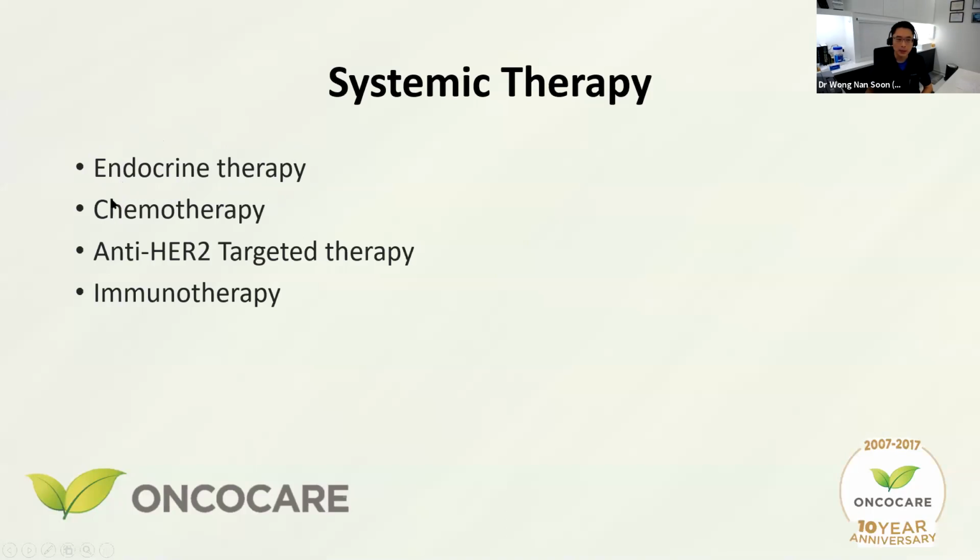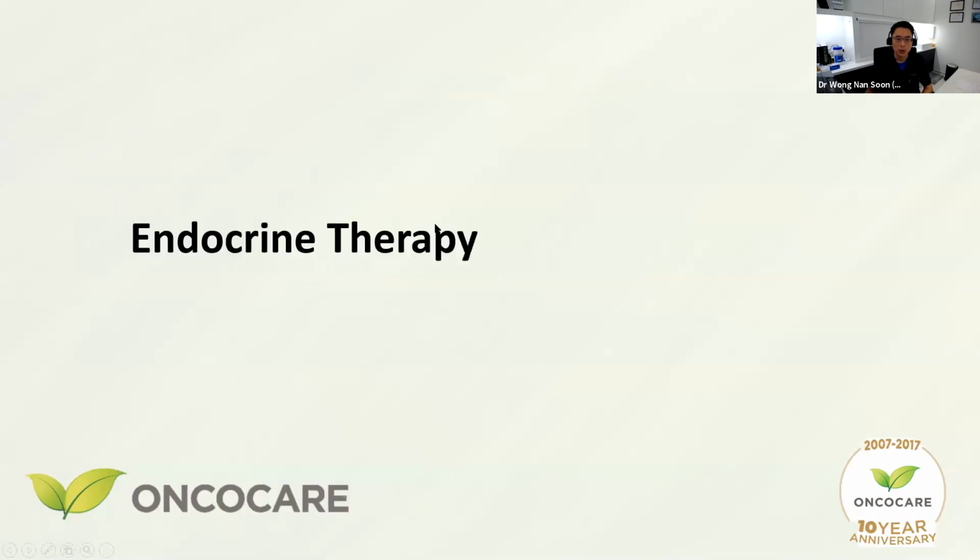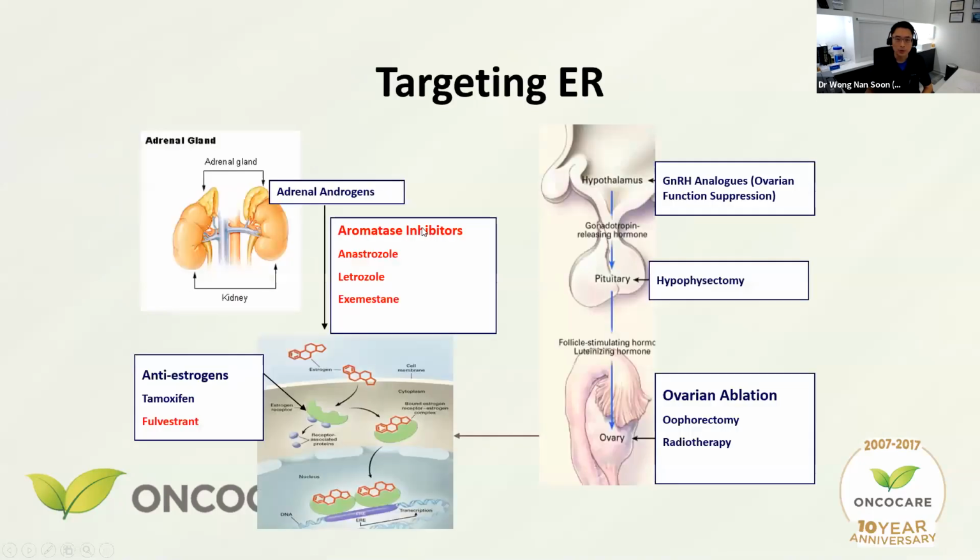And then moving on, there's systemic chemotherapy, anti-HER2 therapy, and in the past few years, immunotherapy has come to the forefront even for breast cancer. So what is endocrine therapy? This is therapy that we use to target the estrogen receptor within the cancer cell.